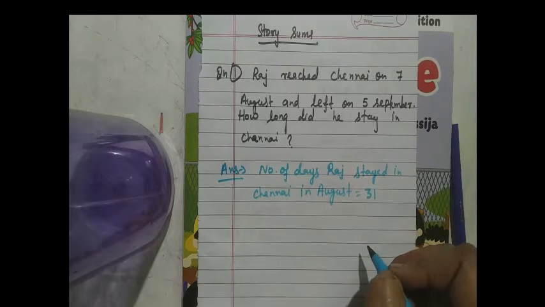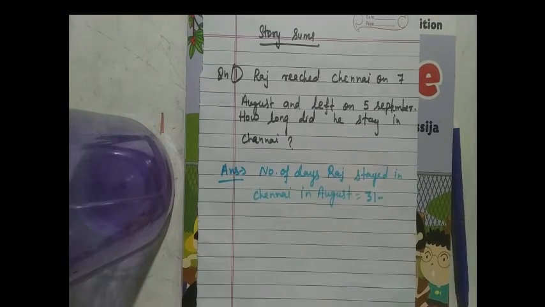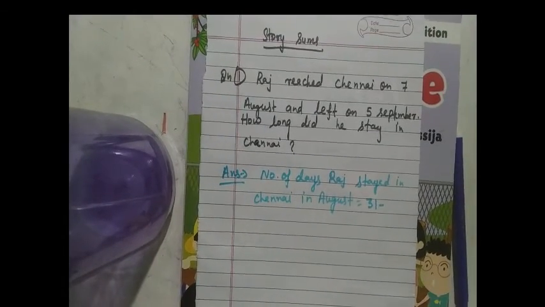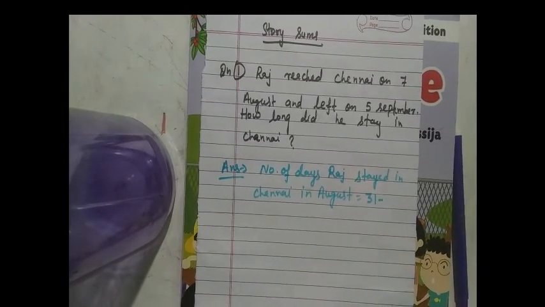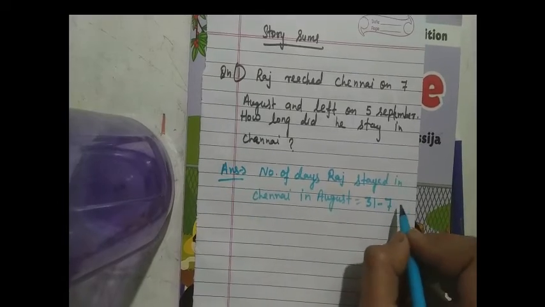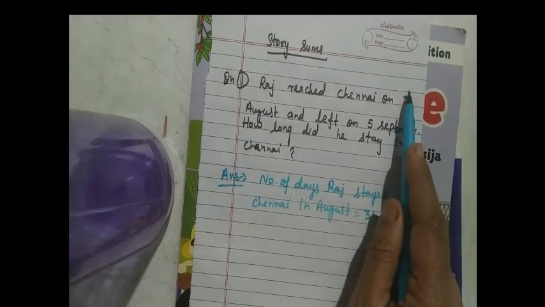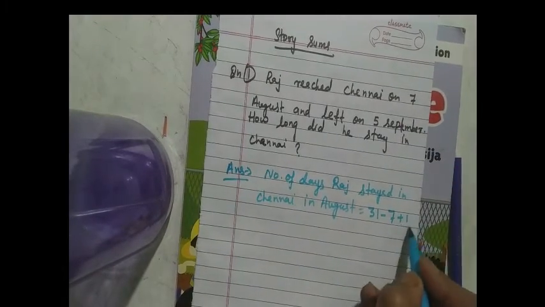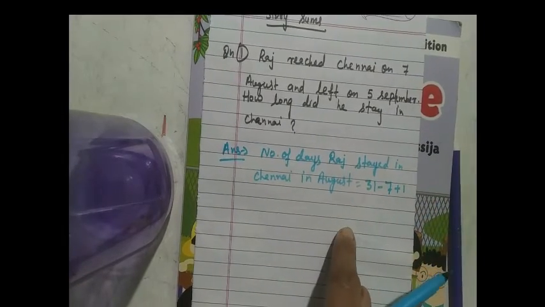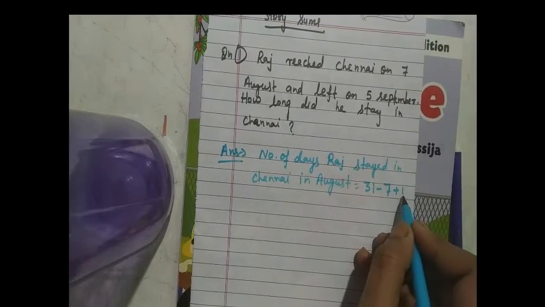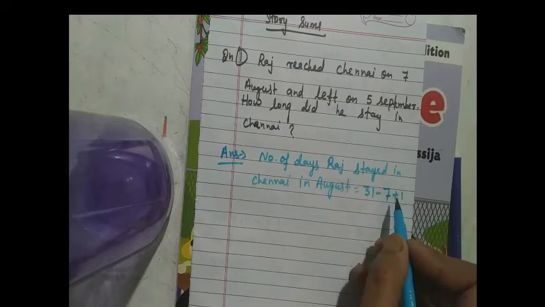You will subtract it, but you have to include the 7th one. When he reached on 7 August, you need to include this 7, because on 7 August he was in Chennai. So I am adding 1 for 7 August and subtracting 7 days. Clear? Add it now. What will you get? 25 days. In August, he was in Chennai a total of 25 days.